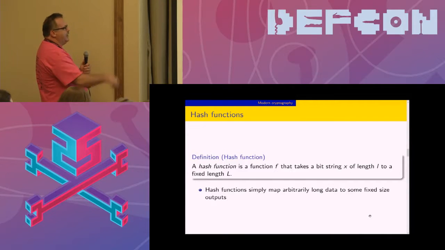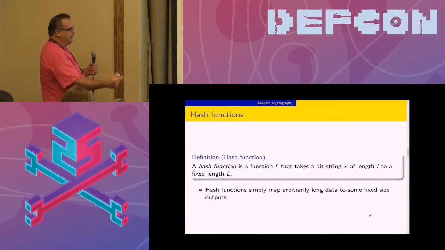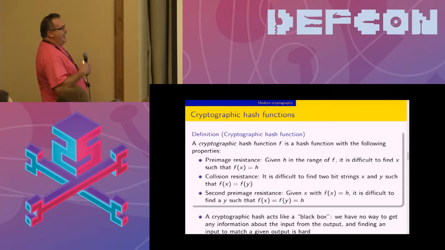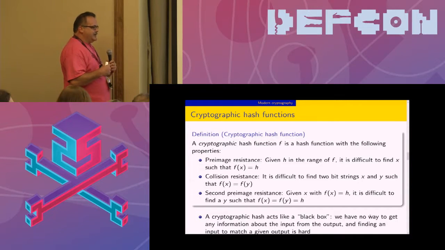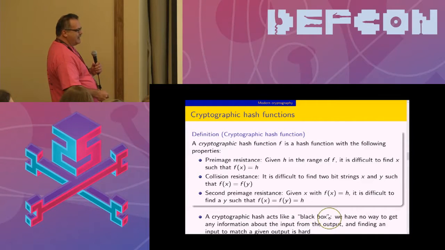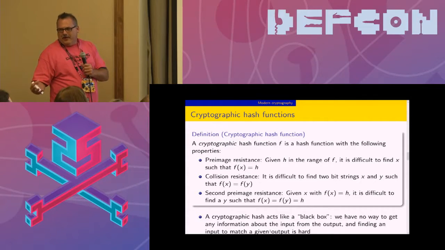So many of you already know what a hash function is. Any arbitrary length string you put into it, out comes a fixed length, okay? But a cryptographic hash is a little bit more specialized, okay? Obviously, we want something that acts like a black box. It's very, very difficult to find out what the input was to match a given output, okay? So that's really the key thing. I never said it's impossible because we really don't know. That's one of the hard things.